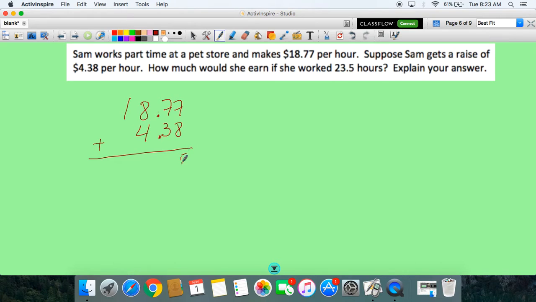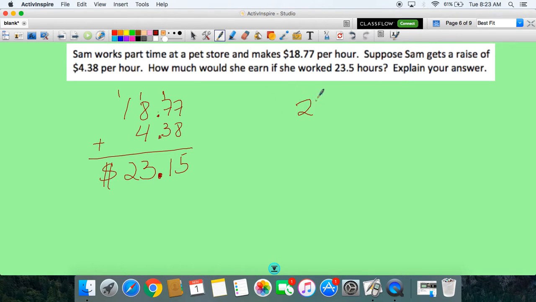8 and 7 is 15. Carry the 1. 7, 3, 10. Carry the 1, 11. Bring the decimal down. 1 again. 12, 13. And carry the 1, 23. So she now makes $23.15 an hour. So that's her new hourly rate.